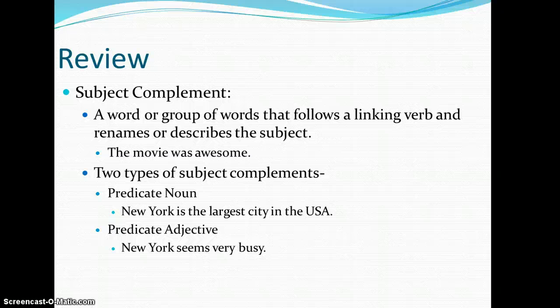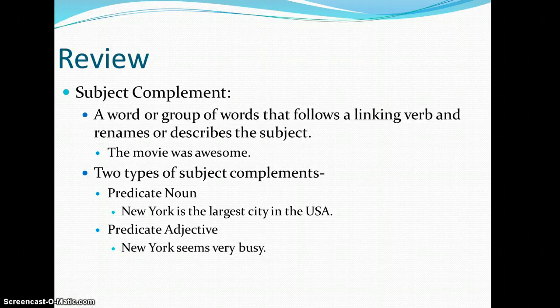The movie was awesome. Movie is our subject, was is the linking verb, awesome is your subject complement, and to break that down even further, we would call that a predicate adjective because it's describing the movie. Two types of subject complements: predicate noun. New York is the largest city in the USA. New York is the subject, is the verb, and city is the predicate noun.